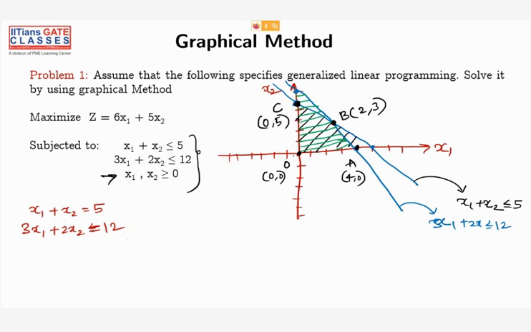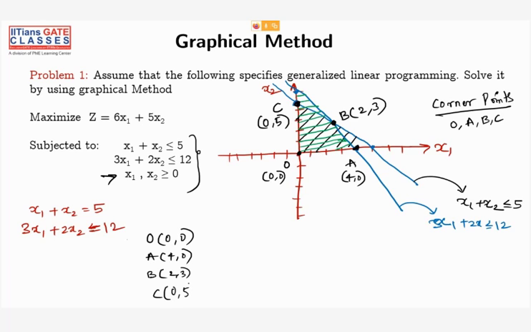So these are your corner points. Once you have this common shaded area region, what you have to do is identify the corner points of that common shaded area region. The corner points are O, A, B and C. Now I'll write here: O is (0, 0), A is (4, 0), B is (2, 3) and C is (0, 5).